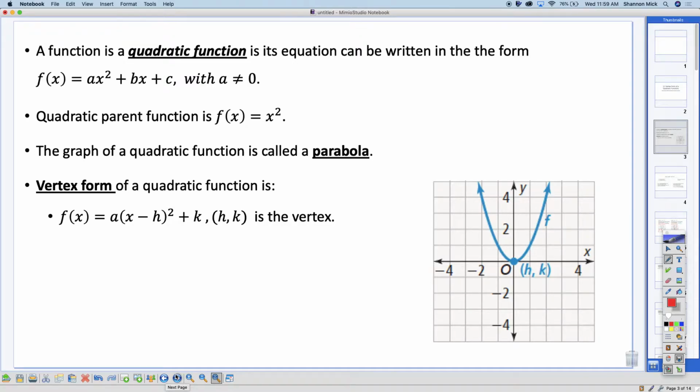Now it says a function is a quadratic function. Its equation can be written in the form f of x equals ax squared plus bx plus c, where a is not 0. If a is 0, that would be no x squared, which would make it a linear function, correct? Yes. Okay, so a can't be 0. That's all it means. If a is 0, then it's linear. It's not quadratic.